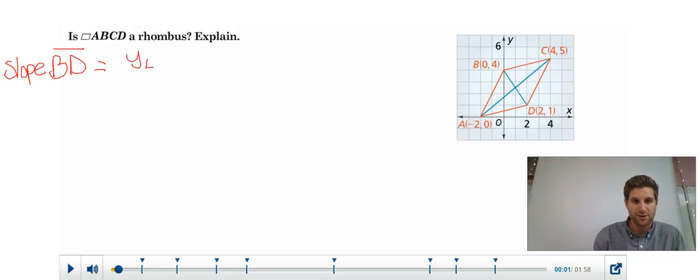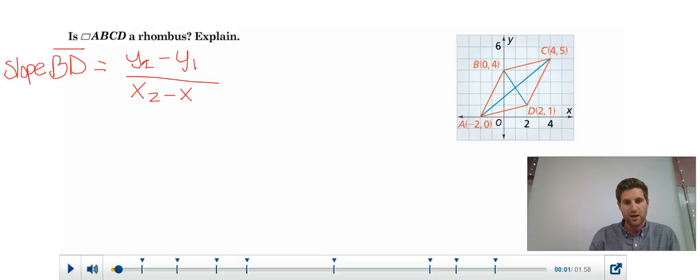I'm only going to write this equation once for us up here. y2 minus y1 over x2 minus x1. And we're going to plug that in. I'm going to use b as my x1 and d is my y2. So d is y2, so we're going to get 2.